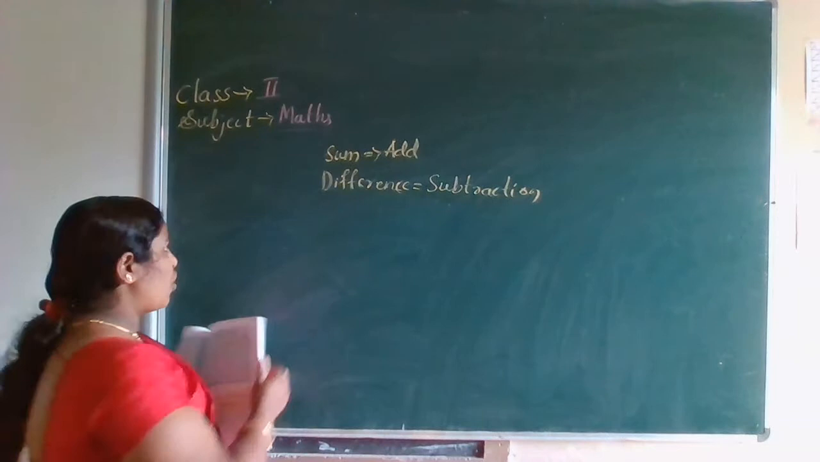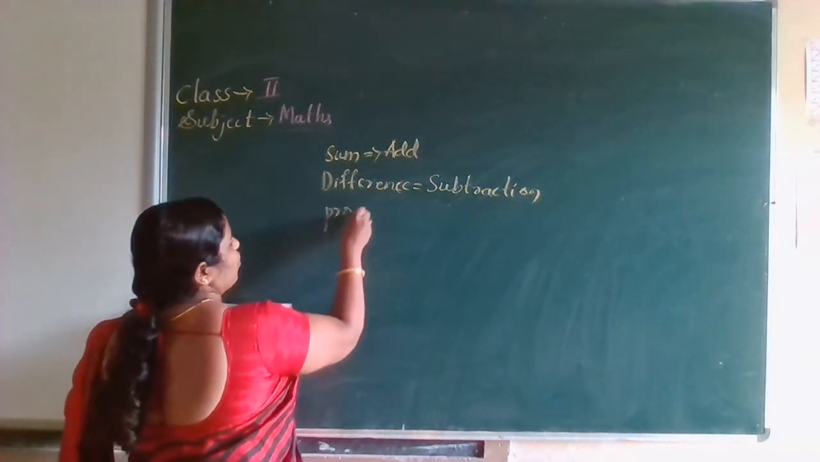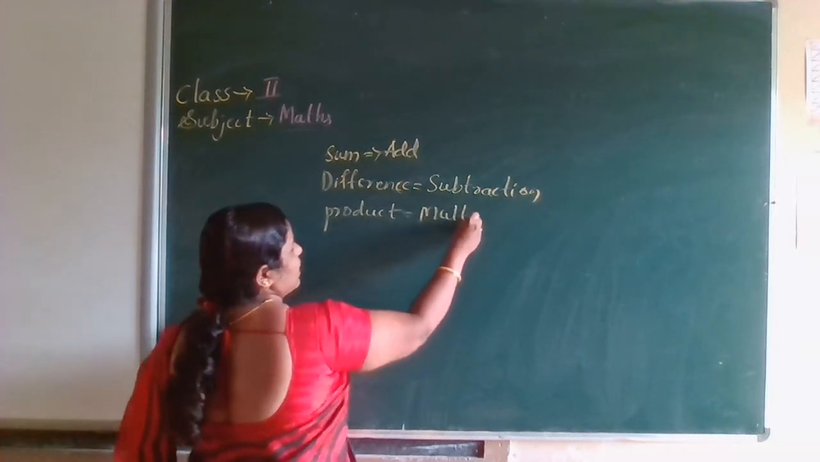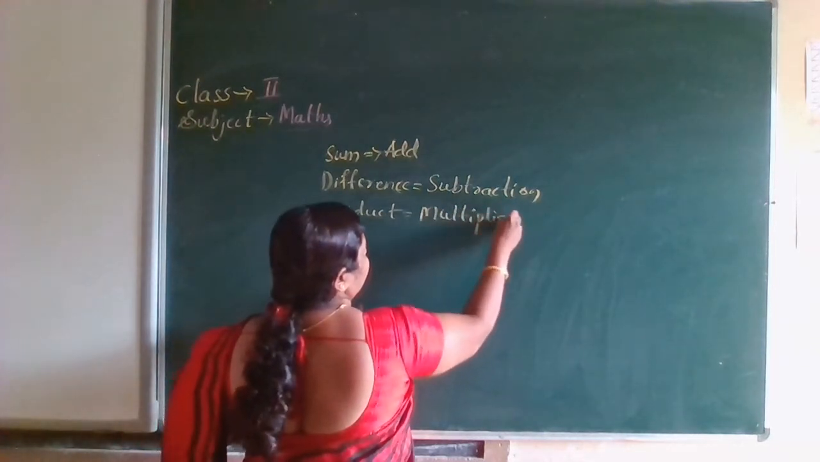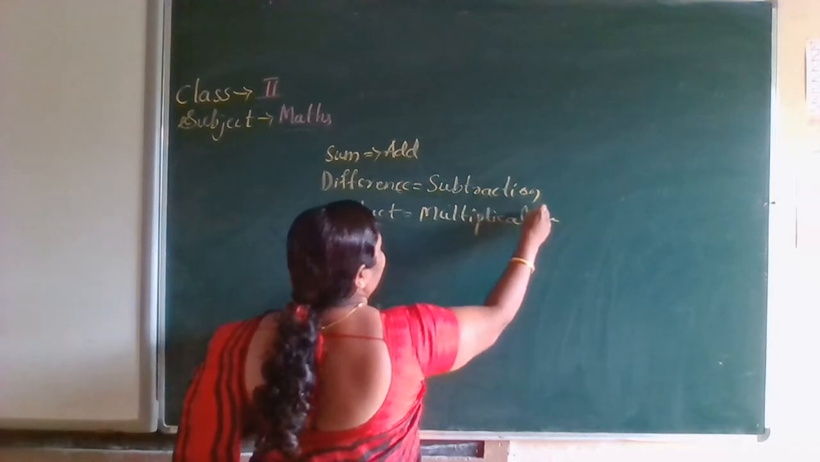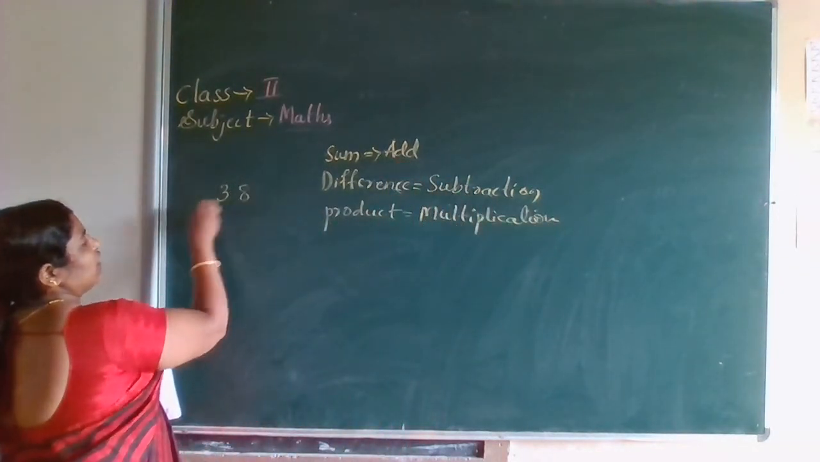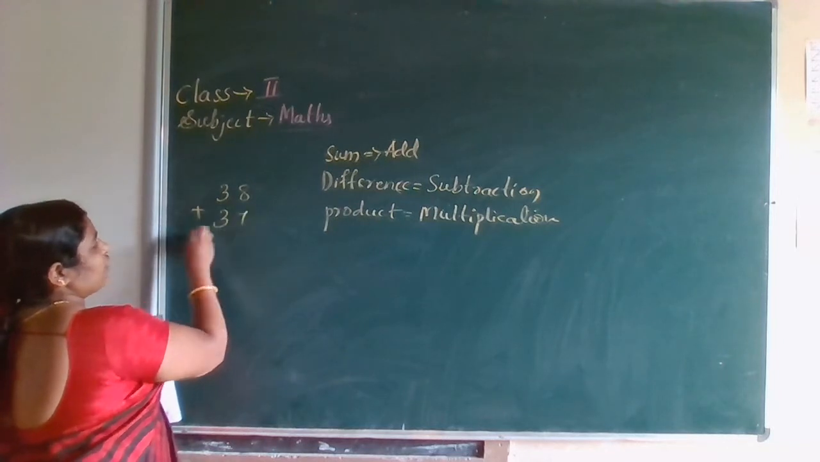Then find product in the sense multiplication. Example one: find the sum for 38 plus 37.